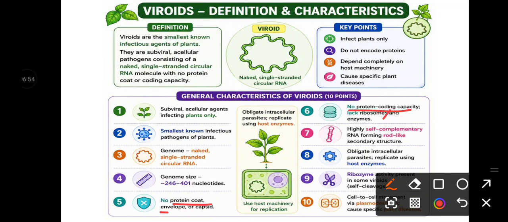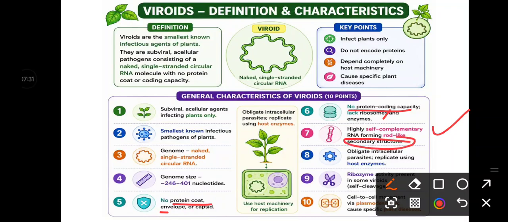It is so high, self-complementary RNA forming rod-like secondary structure. See, it does not have any protective coat outside, which means it needs some mechanism to protect its RNA, because if you are working in a molecular lab you might know that RNA is a very fragile thing, it degrades very easily. Then how does a viroid survive in nature? Because of this complex secondary structure.